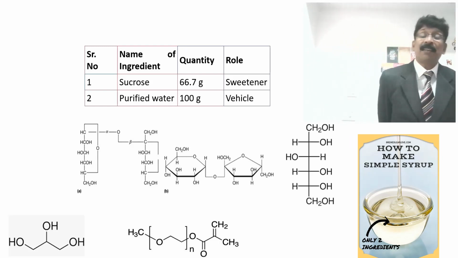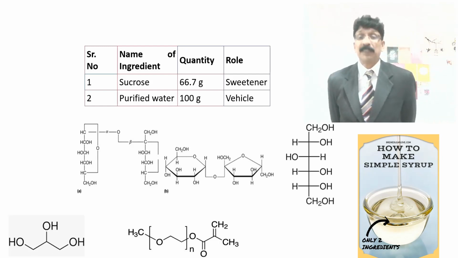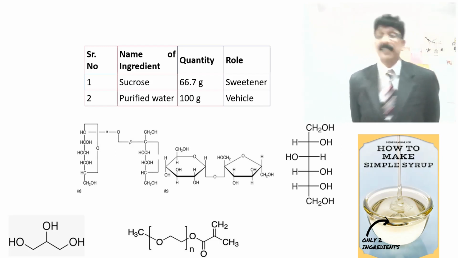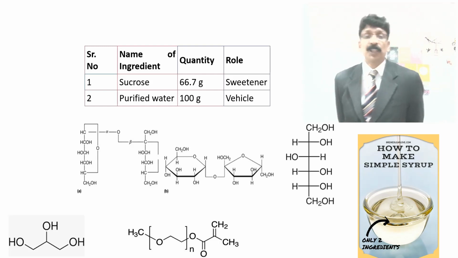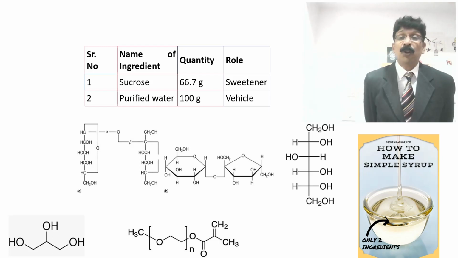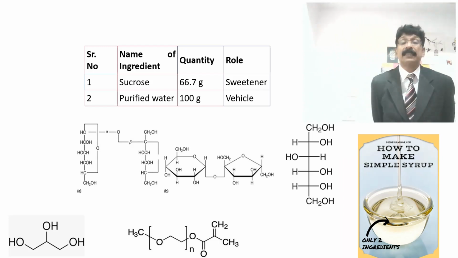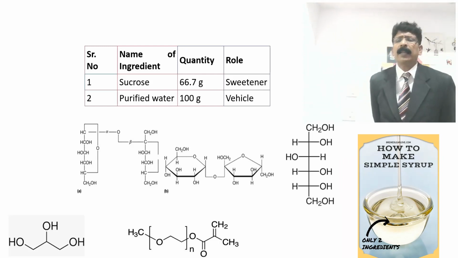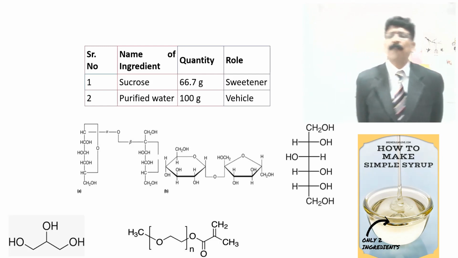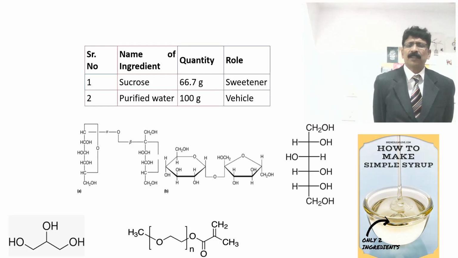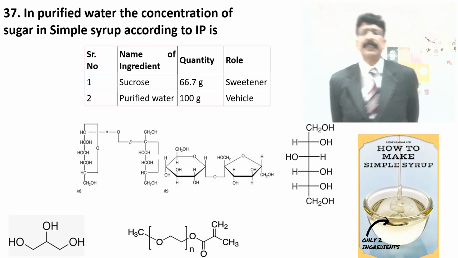Before going to the question, I have given some details. Sucrose 67.7 as a sweetener and purified water. This is the percentage of simple syrup by Indian Pharmacopoeia. 66.7 grams of sucrose dissolved in water will give a simple syrup. The sucrose formula, you can see, is made up of glucose and fructose, with the alpha and beta linkage, the picture which I have shown there, and the structure of a glucose molecule and a fructose molecule can be seen there very clearly.